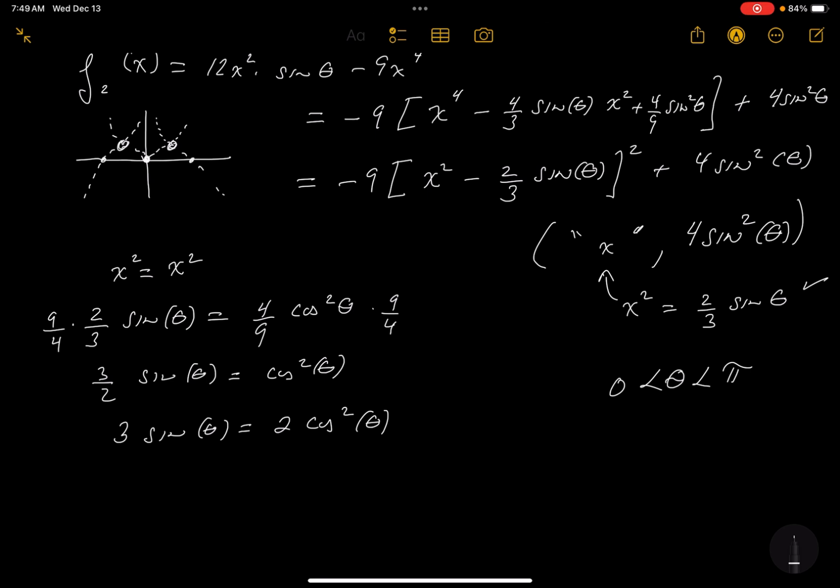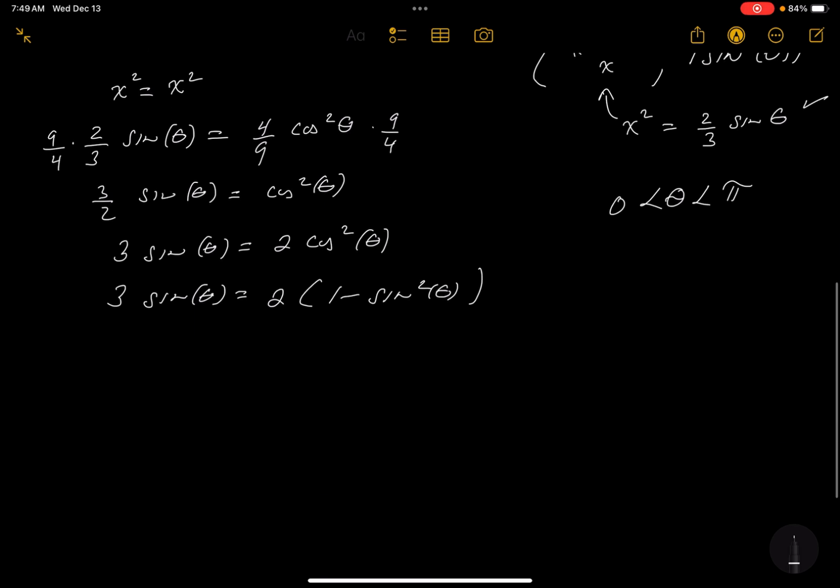I want to get it in terms of one function, so 3 sine theta. 2 times, this would be 1 minus sine squared theta. That's quadratic in form. I'm hoping it's going to work out nicely. So you get 2 minus 2 sine squared theta equals 3 sine theta. And I'm going to write down 0.